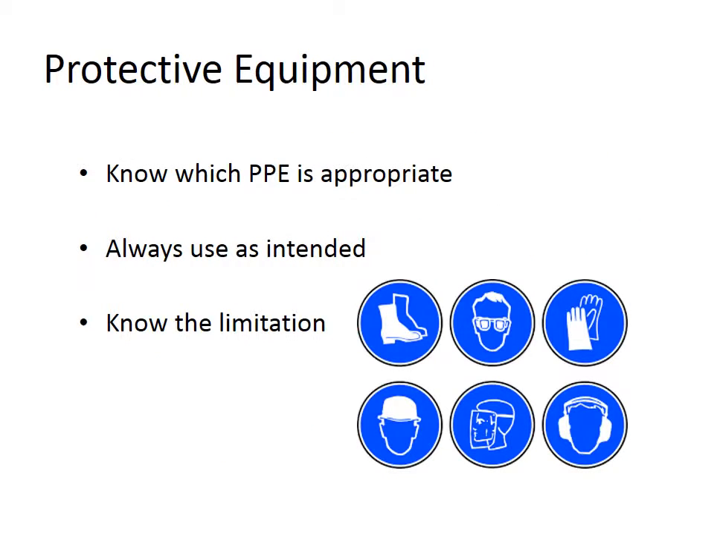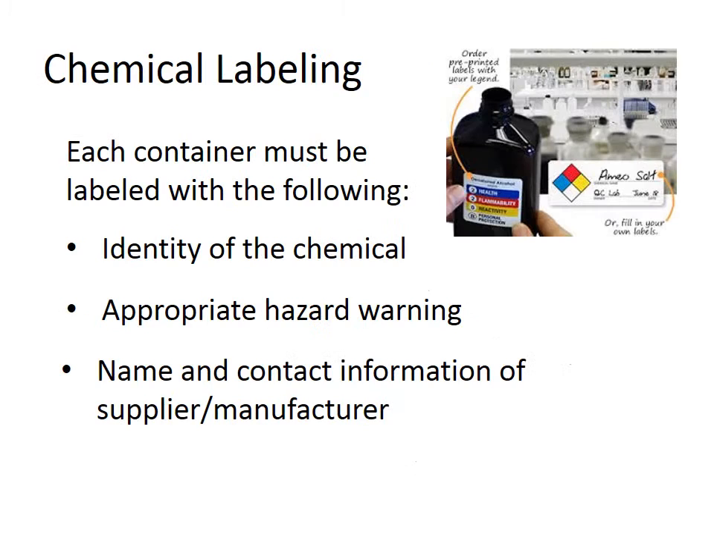Protective equipment. Know which PPE is appropriate. Always use as intended, and know the limitations. Chemical labeling. Each container must be labeled with the following: identity of the chemical, appropriate hazard warning, name and contact information of supplier or manufacturer.